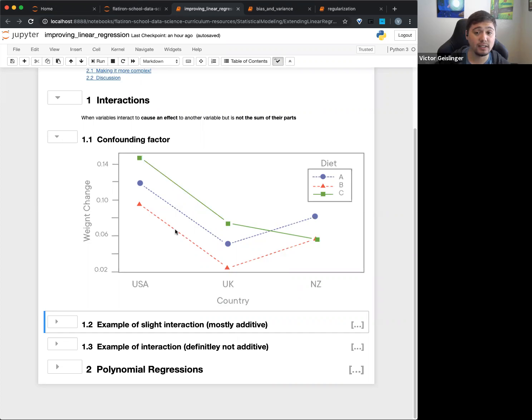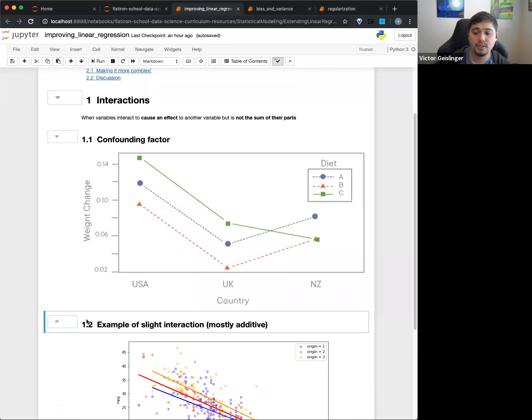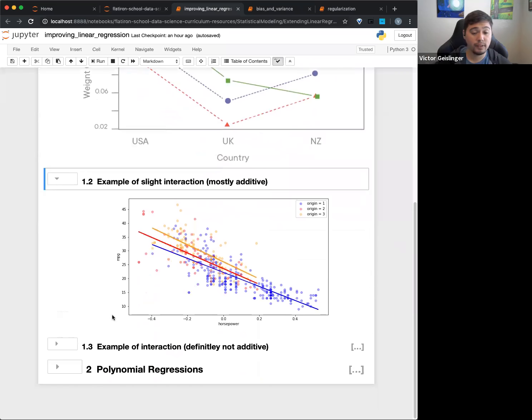So that's kind of the idea of this confounding factor, where there's something interacting beyond just saying, oh, it's just diet C, diet B, or diet C, diet A, and diet B. So that's an example here. The curriculum goes into more of the code. I won't go through it all, because it's in the curriculum.